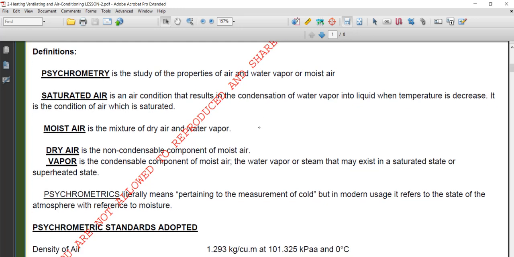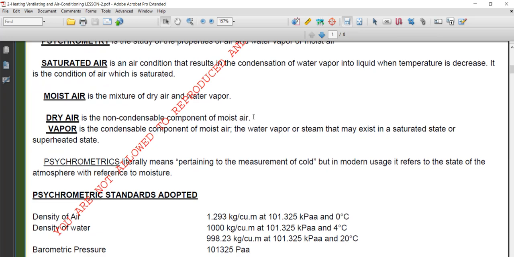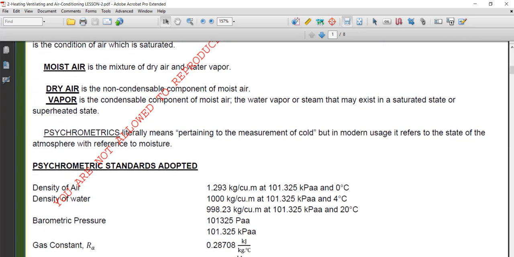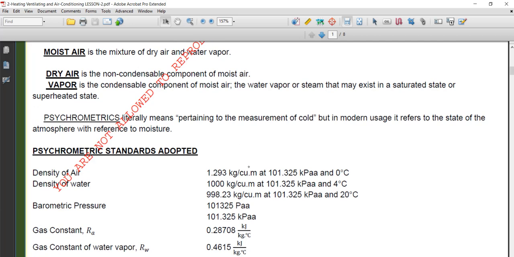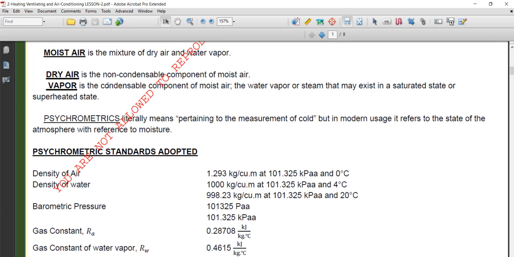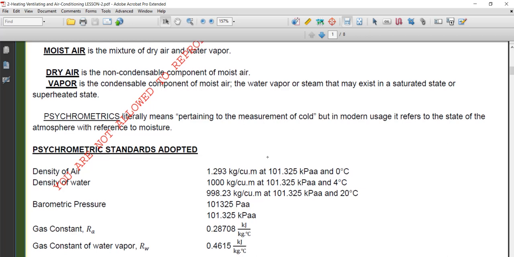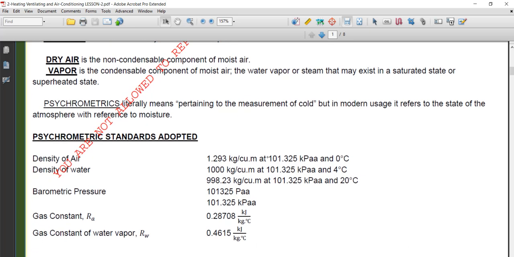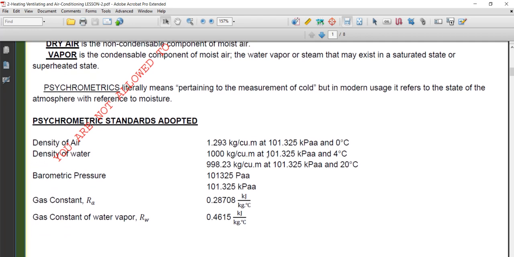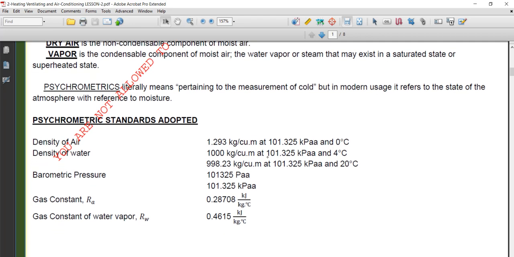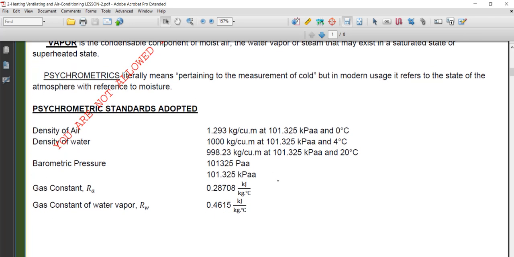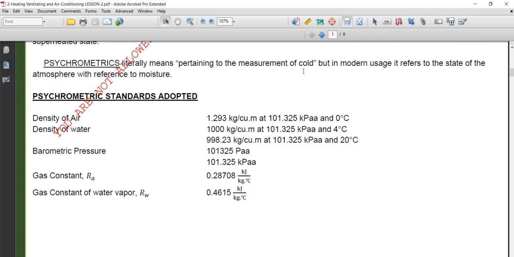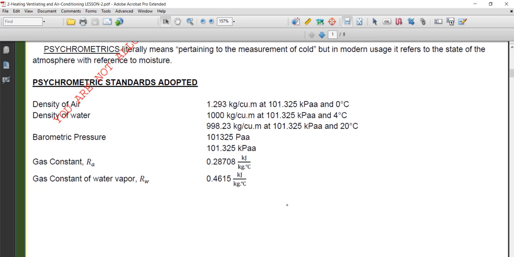We also have moist air, a mixture of dry air and water vapor. Dry air is defined as the non-condensable component of moist air. Vapor is the condensable component of moist air. You have water vapor, not steam, that may exist in a saturated state or as superheated steam. Psychrometry literally deals with the measurement of cold, but in modern usage it refers to the state of the atmosphere with reference to moisture.